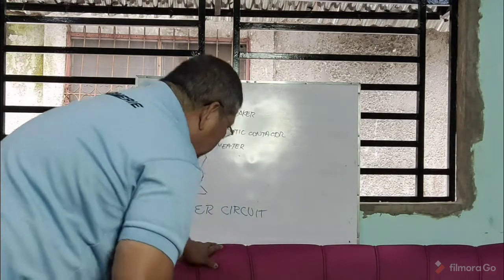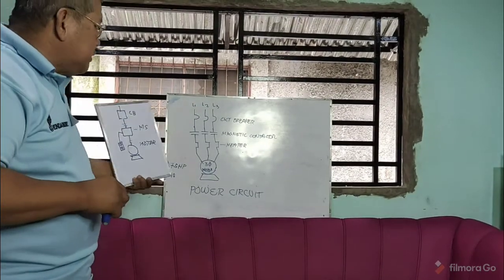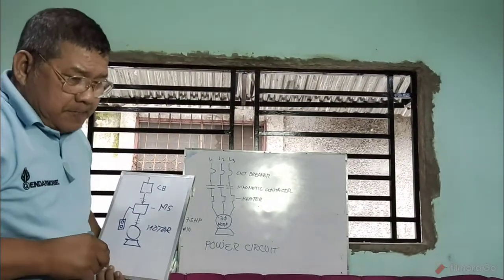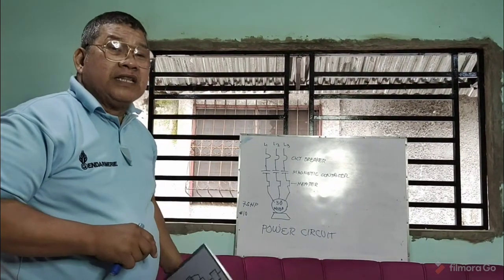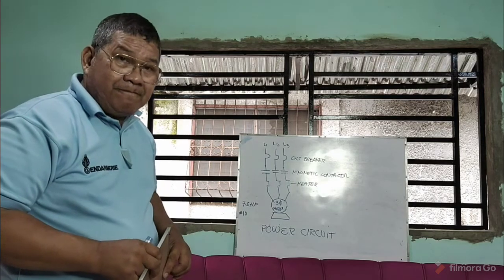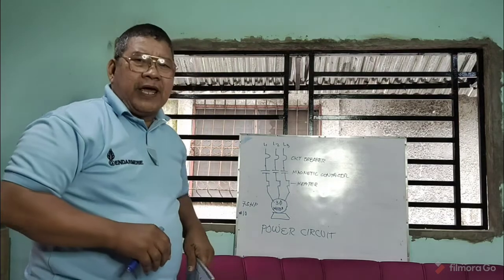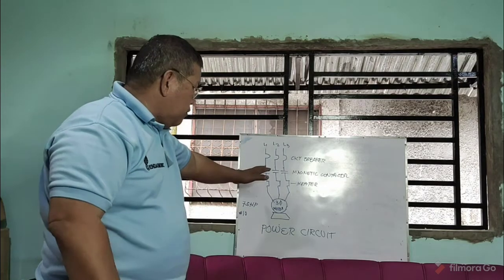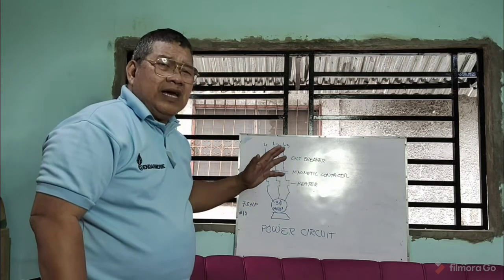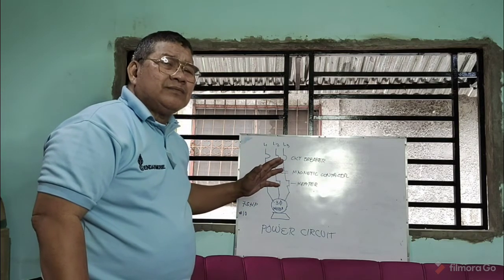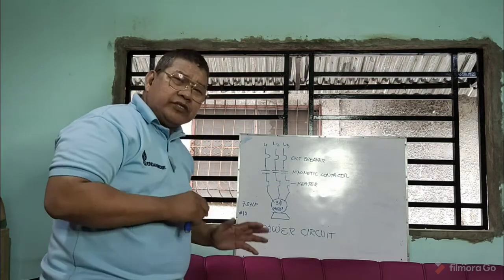Okay, so that is our lesson for today. This is all about the functions, uses, and applications of the magnetic starter. And then for our next lesson, maybe I'm going to explain the connection for the power and control circuit, and what that type of controller is, what its name is. And then I will also demonstrate here.